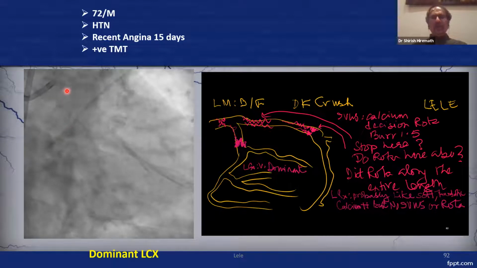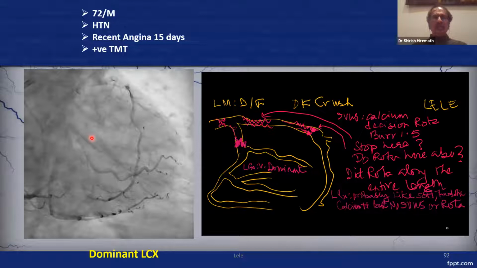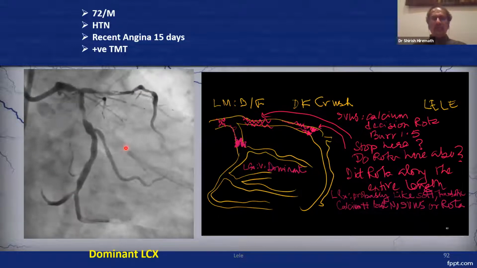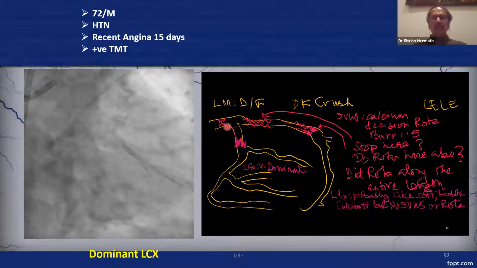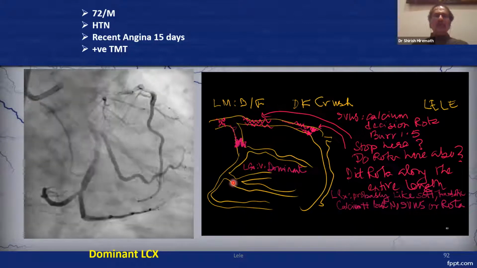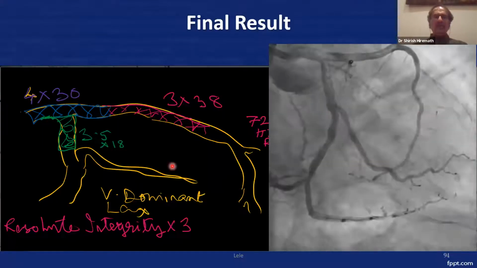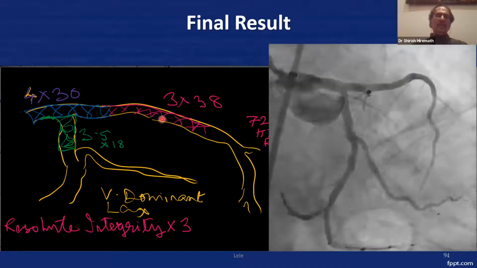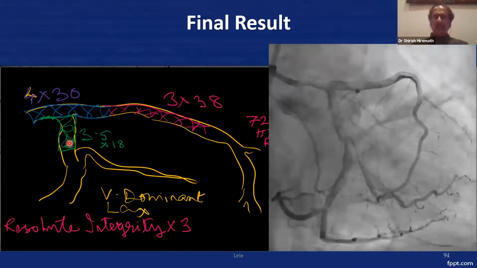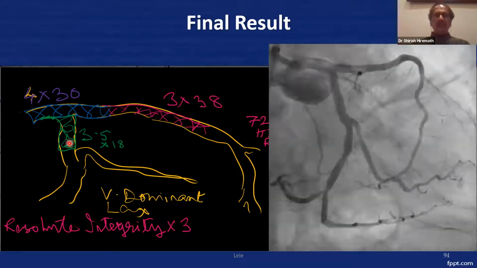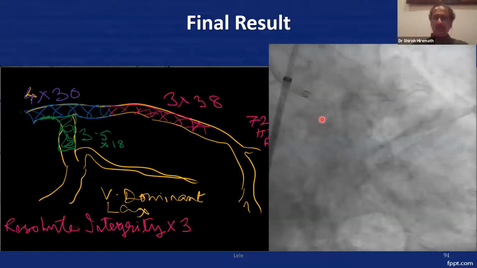You can see left main and very important vessels, including a very dominant circulation. So here we did rotablator to LAD, rotablator to circumflex, and then of course we had done IVUS, ended up with one stent in LAD, another one LAD to left main, and a third one to the LCX as a DK crush, and we got this kind of result.